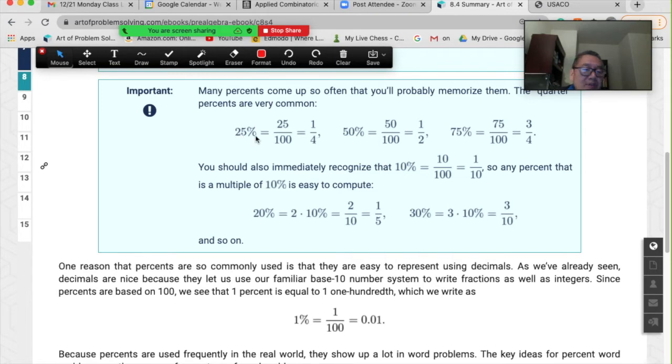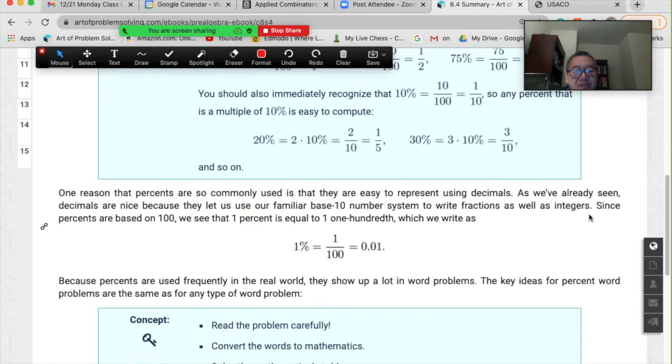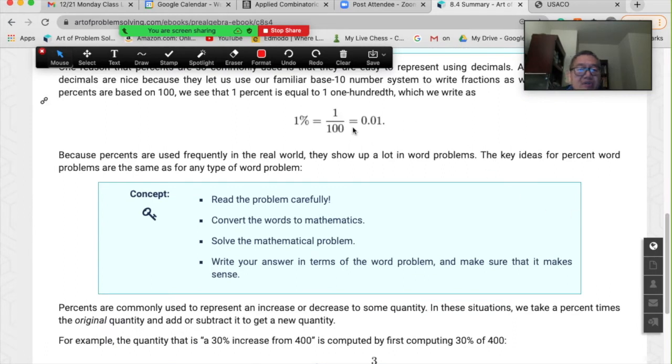Now let's say 25%. That's 25 over 100, which equals 1 over 4. 50% is 50 over 100, which equals 1 over 2. 75% is 75 over 100, which equals 3 over 4. And 10% is 1 over 10. 20% equals 2 over 10, which equals 1 over 5. 30% is 3 over 10. Now, 1% equals 1 over 100, which equals 0.01.